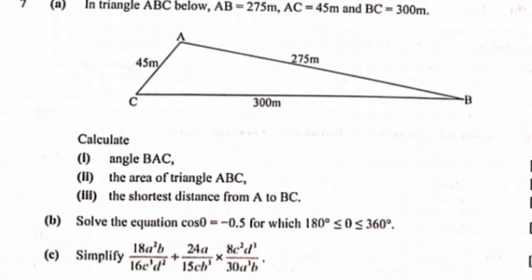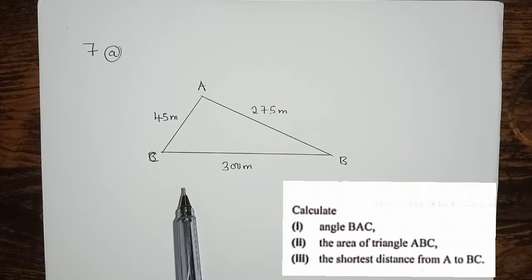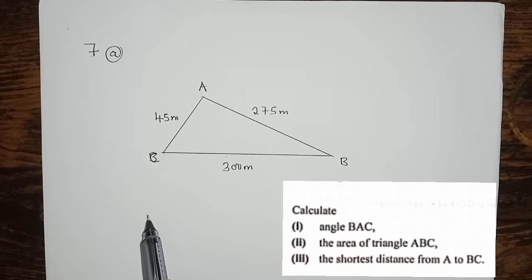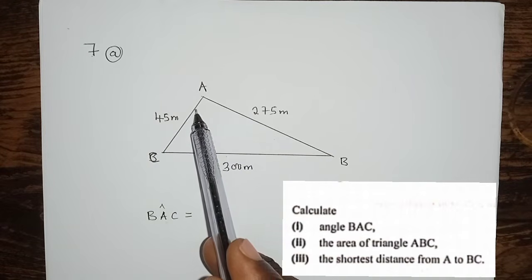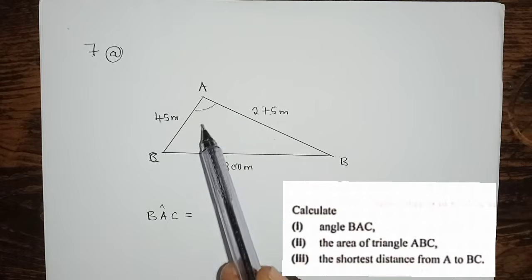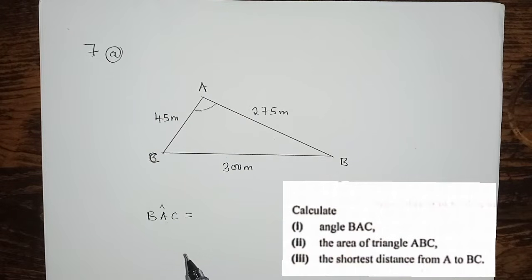All right, so for question 7a, they have given us this diagram here and asked us to calculate angle BAC. So how do we calculate angle BAC? This is the angle we are looking for. So how do we work out which method we are supposed to use here? We are supposed to use the cosine rule.